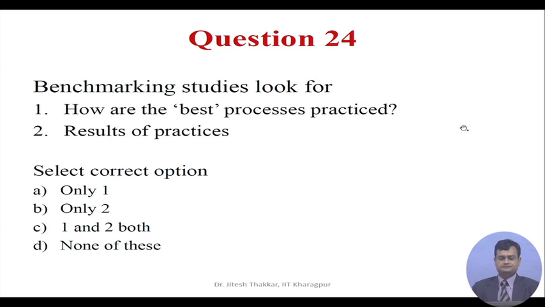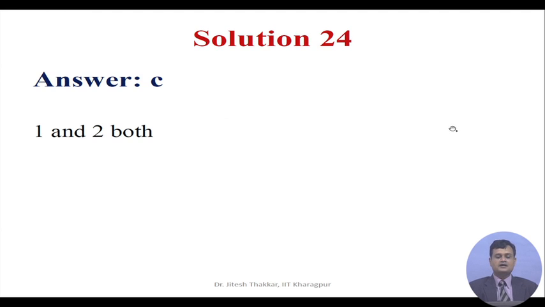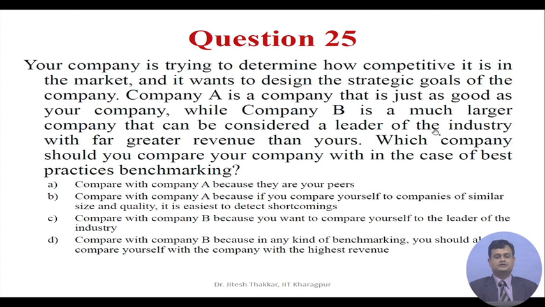Question 24, benchmarking studies look for how are the best processes practiced, and results of the practice. Select the correct option: A, only 1, B, only 2, C, 1 and 2 both, D, none of the above. The correct answer is C, 1 and 2 both.